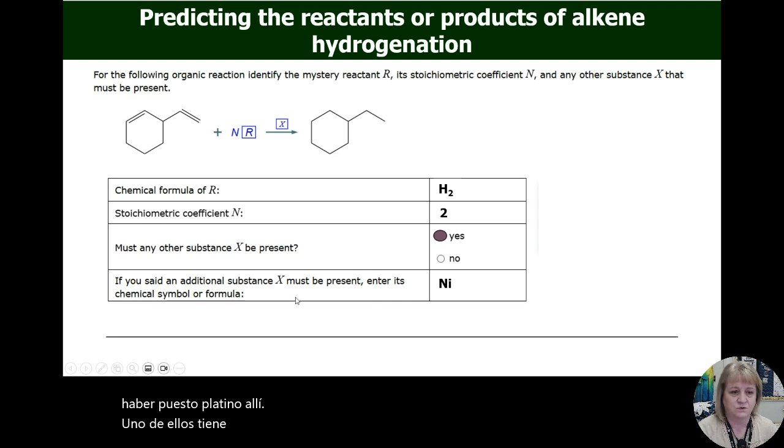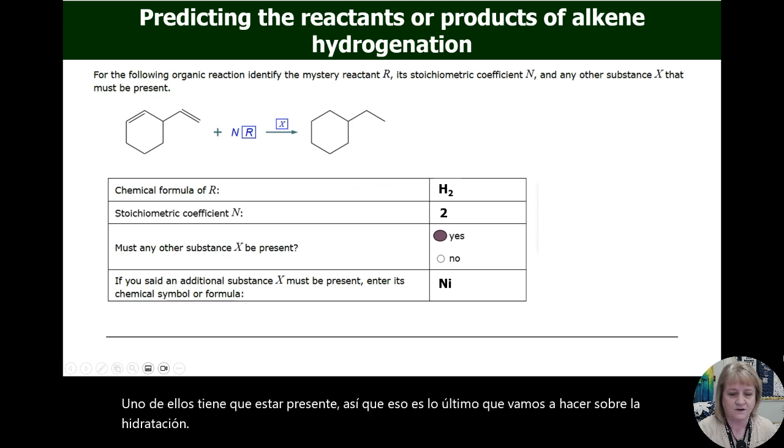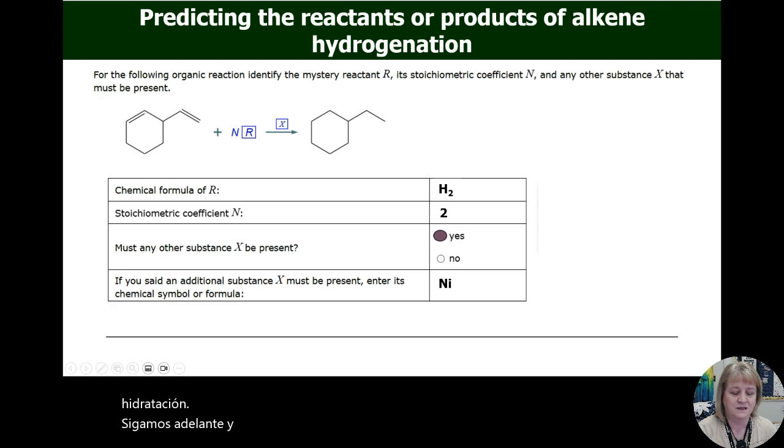So that's the last that we're going to do on hydrogenation. Let's go ahead and stop here, and we'll hit the next topic.